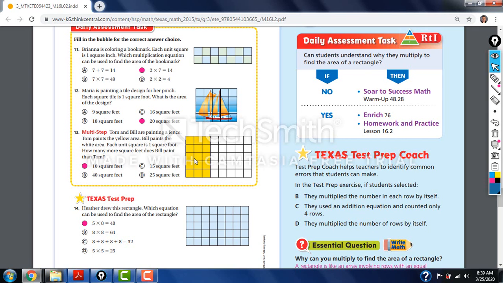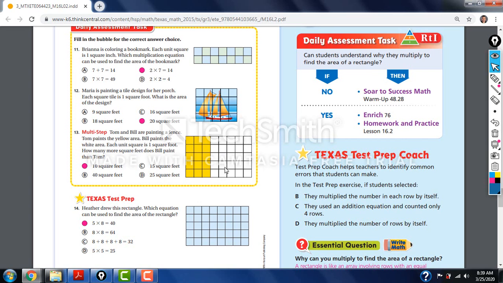Number 13, multi-step. We know we're going to be using this area and this area here. Tom and Bill are painting the fence. Tom paints the yellow area. Bill paints the white area. Each unit square is 1 square foot. How many more square feet does Bill paint? So Bill painted what?